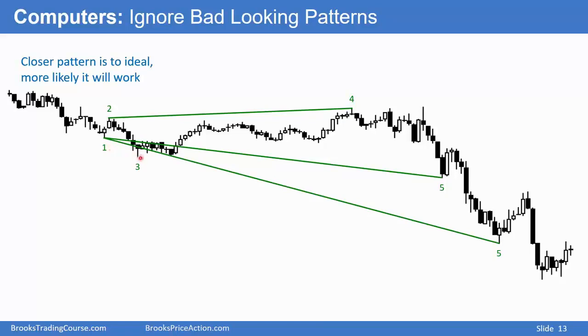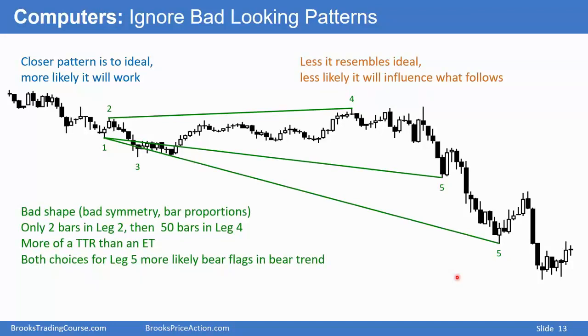Only a few bars between points 1 and 3, and then a lot of bars between 3 and 5. When that happens, most computers ignore that pattern and look for something else, anything else. Leg 2 only has 2 bars, and then leg 4 has 50 bars. It's more of a tight trading range than an expanding triangle, and therefore this is not a very good looking leg 5, and neither is this.